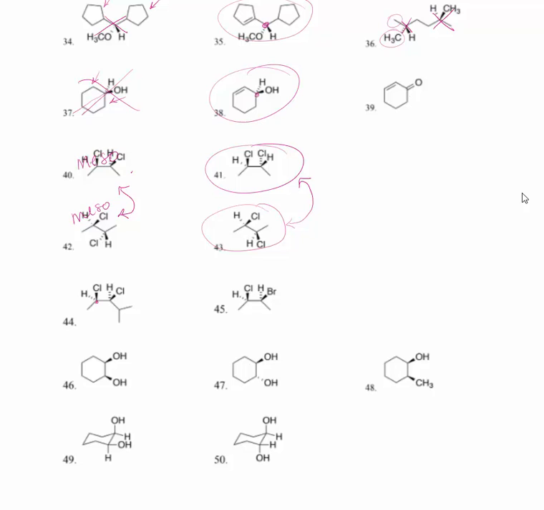44. So we have these two asymmetric centers. I'm going to draw the mirror image. This is a chiral compound. It has a non-superimposable mirror image. Regardless of how you rotate around any of these single bonds, you can't make a superimposable shape. So this is a chiral compound. Its mirror image is non-superimposable. Same for 45.